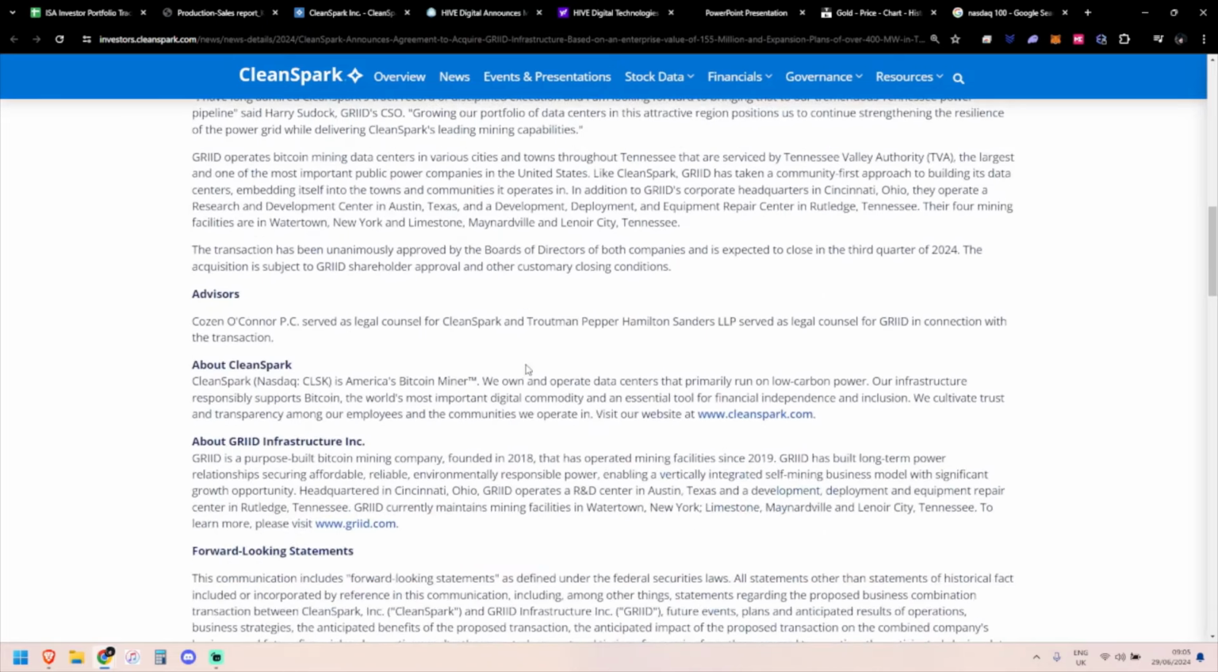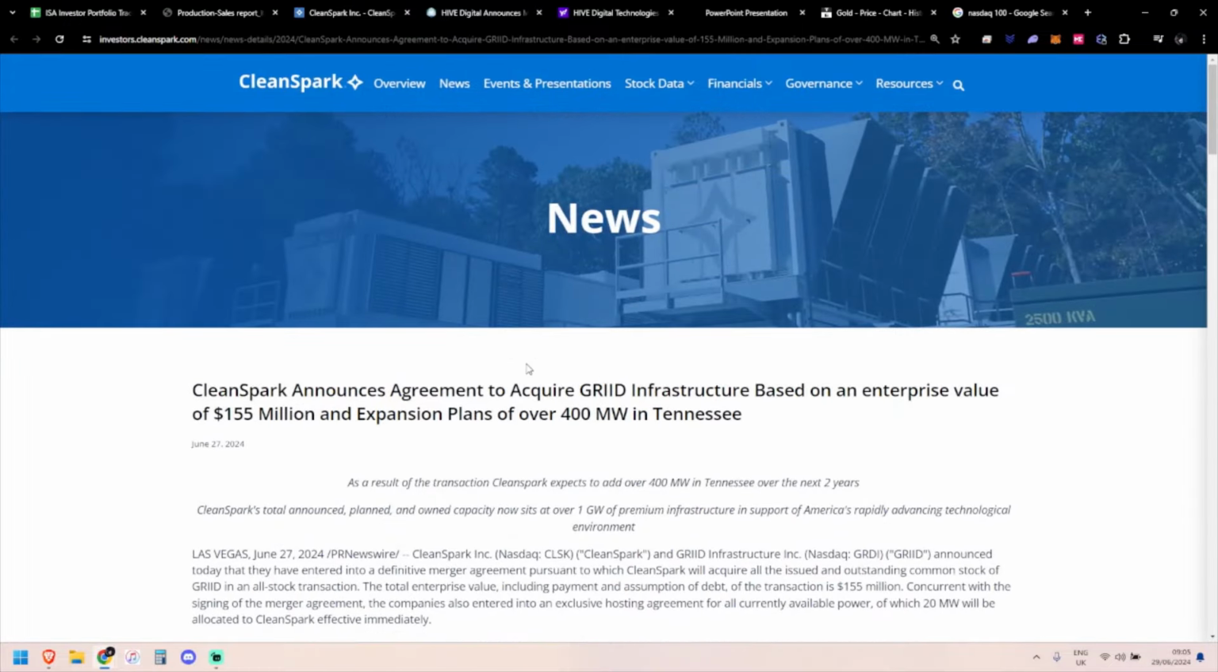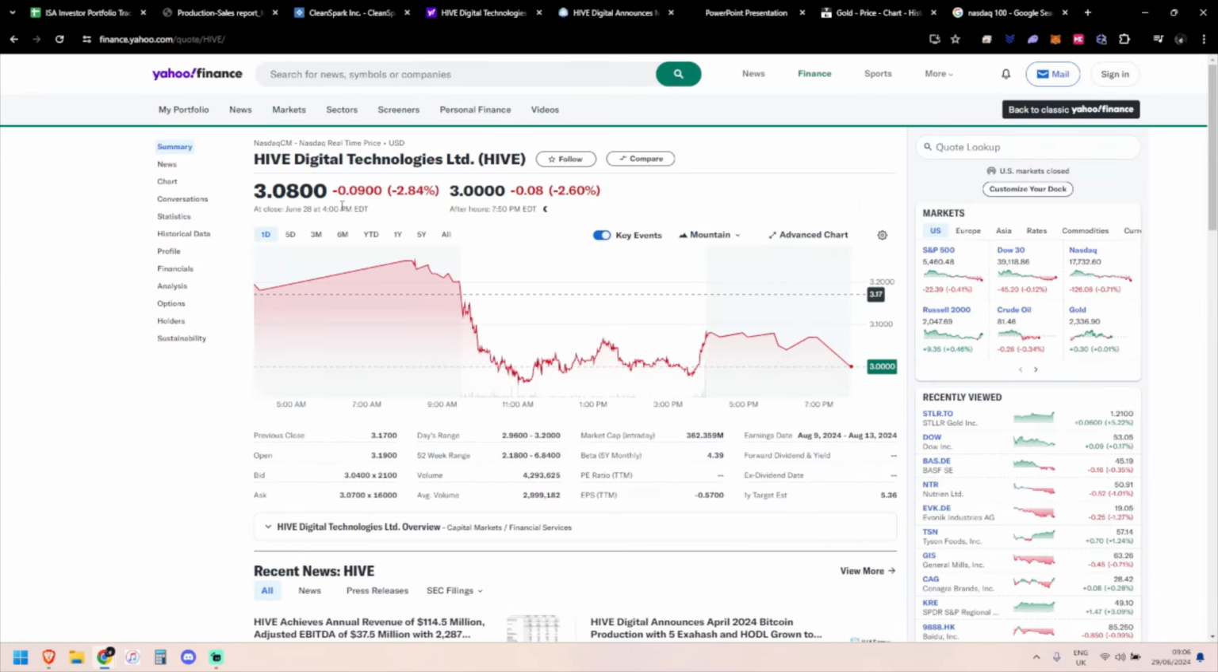This is reasonably good news. I'm even more tempted to potentially swap some of this CleanSpark position out to Riot, because it's looking like Riot should be over the production exahash of CleanSpark in the very near future. So considering CleanSpark still have, I believe, over $1 billion in market cap over Riot, then that seems a bit much. I think I mentioned before as well, Hive Digital Technologies is a very small miner that I have been looking at.